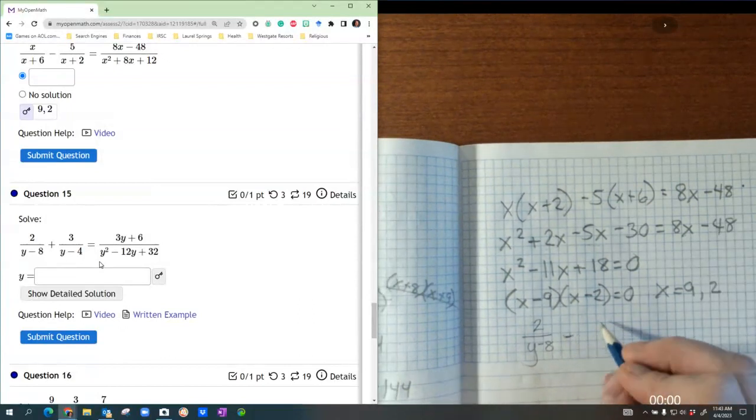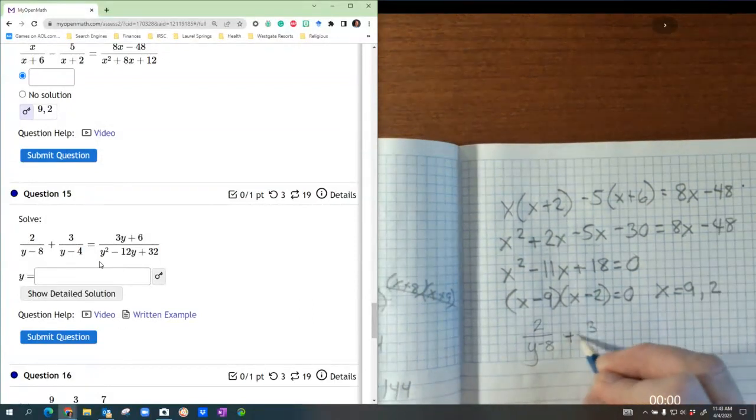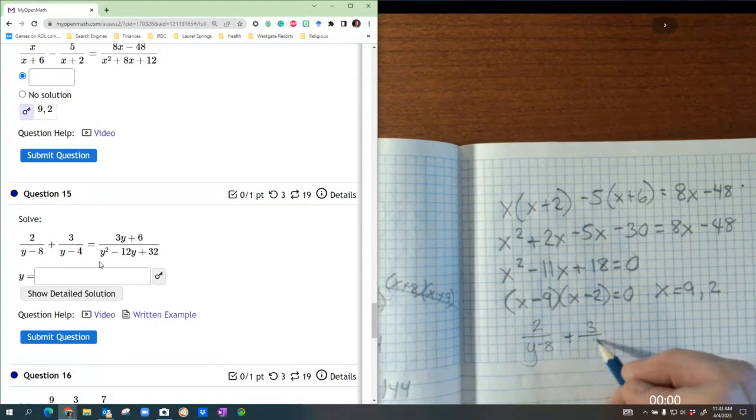Oh, I just broke my pencil head again. Darn it. I'm going to have to sharpen my pencil again.